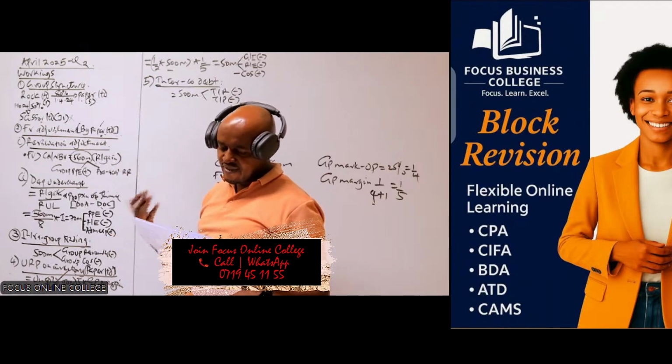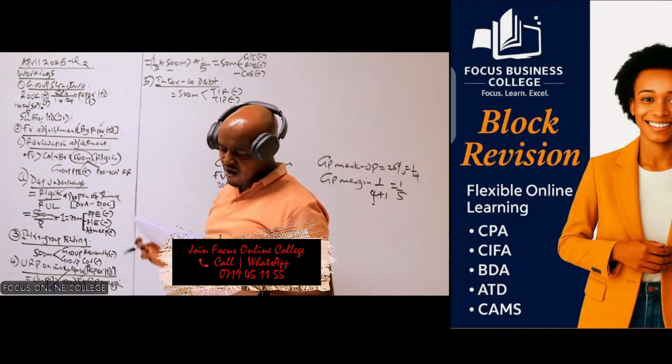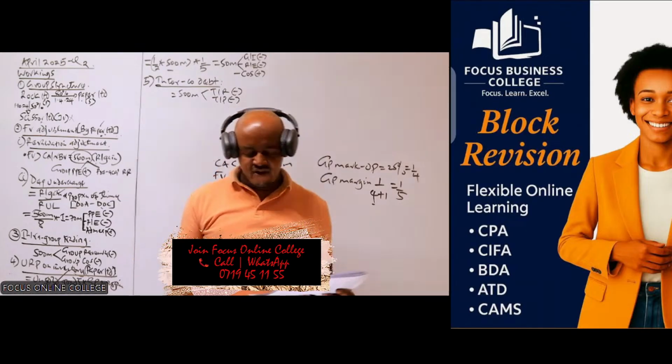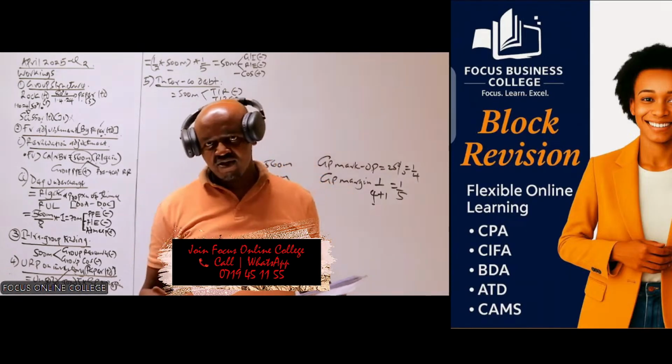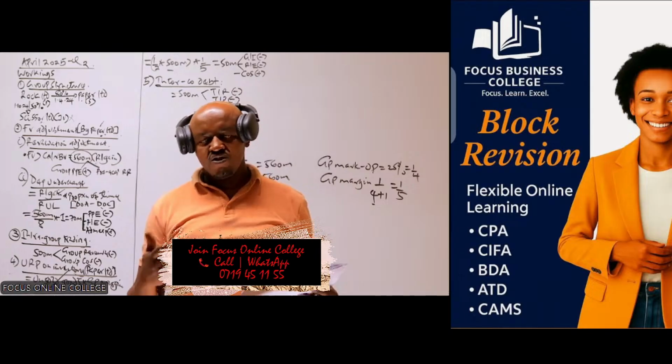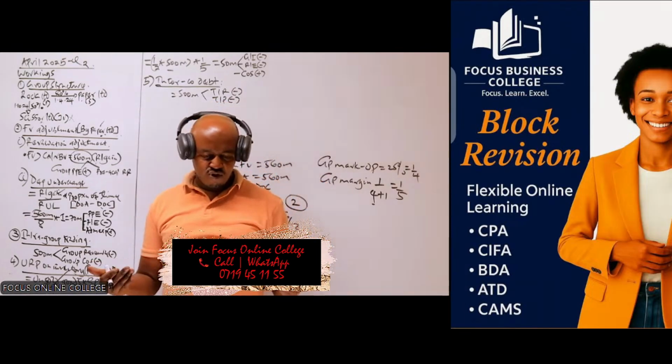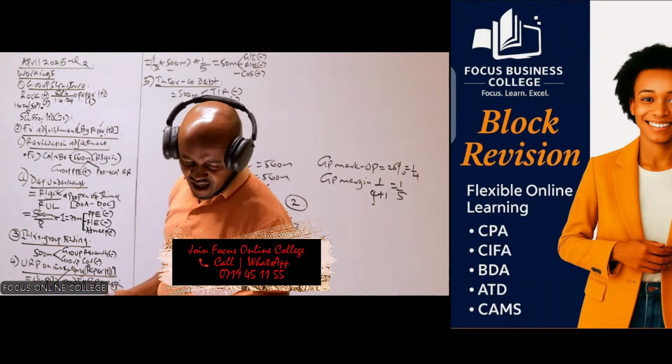Number 5, incomes and expenses of the group of the companies are deemed to have accrued evenly throughout the year. So that information is always given such that if there is something you need to apportion, you apportion it on a time basis.